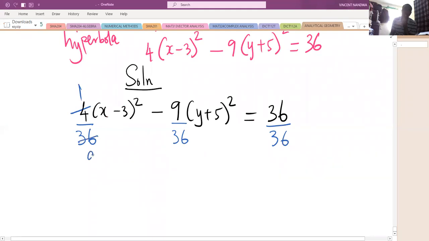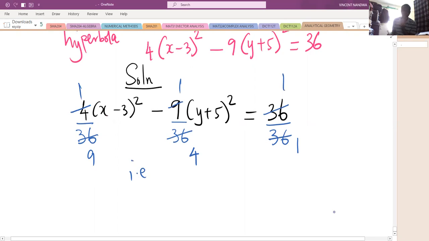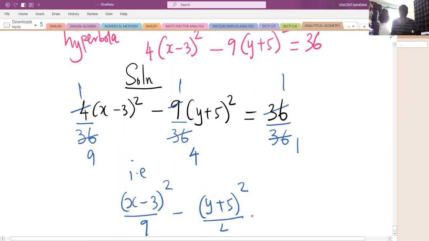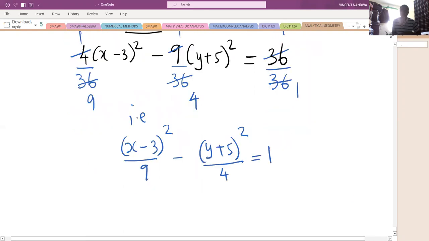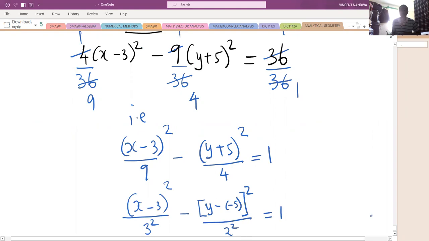So we'll get x minus 3 squared over 9 minus y plus 5 squared over 4 equals 1. That is, we write x minus 3 squared divided by 3 squared minus y plus 5 squared over 2 squared equals 1.